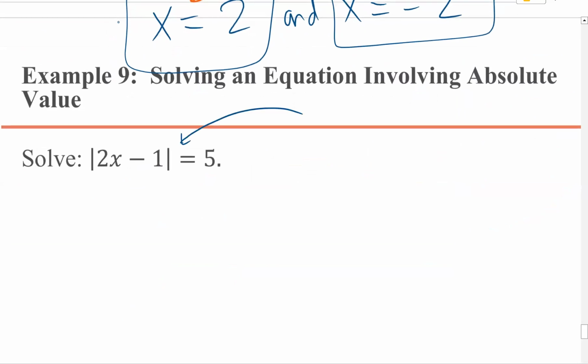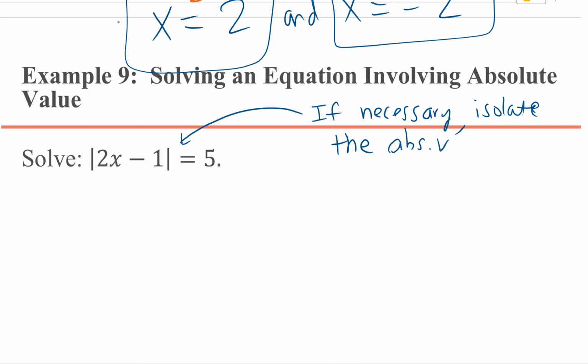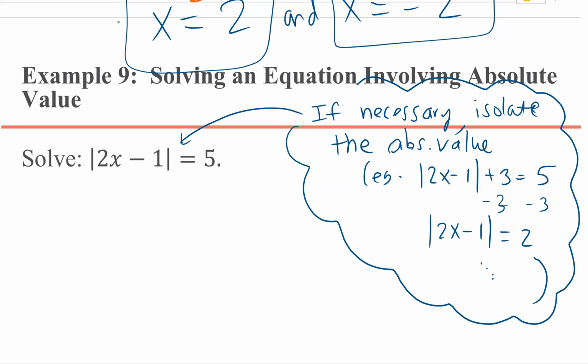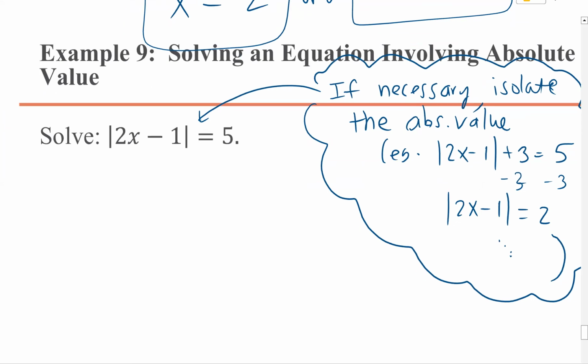If there was something on the same side, I would, if necessary, isolate the absolute value. We didn't have to on this one, but I just want to mention it in case you see one where it's not isolated. So if it was the absolute value of 2x minus 1, plus 3 equals 5, then not only would you do what the previous page did, but the first thing I'd have to do is move that 3 over to isolate the absolute value. And then I'd go about my business and do what they're describing. We don't have to do that on this example, but I just wanted to throw it out there in case you come across one of those. We're just good to go into the two cases.